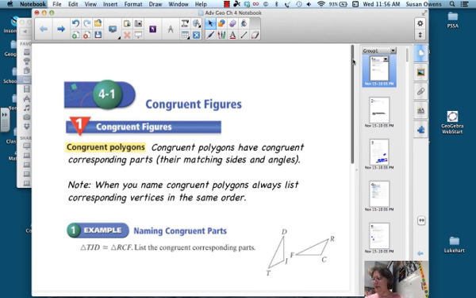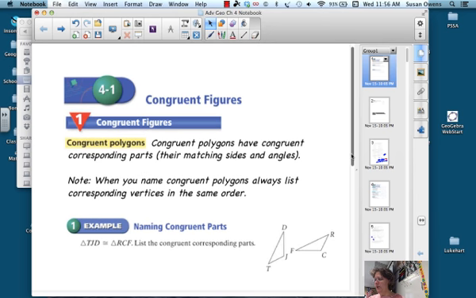Today's video is for Advanced Geometry, Chapter 4, Section 1, Congruent Polygons. So first we start out with the definition of congruent polygons. Congruent polygons have congruent corresponding parts. In other words, all their matching sides and all their matching angles are congruent. Note, when you name congruent polygons, always list corresponding vertices in the same order.